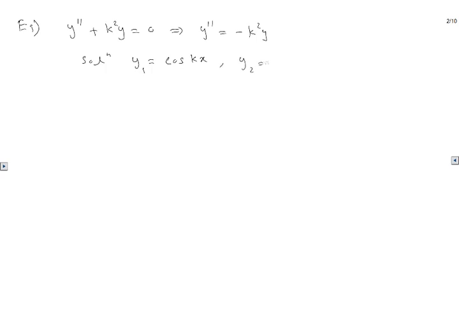We know that y double prime plus k squared y equals 0. We all know the solution of this one, because we can write it as y double prime equals minus k squared y. This is the simple harmonic motion. So the solutions are y1, which is cosine kx, if you consider x as the independent variable, and y2, which is sine kx. So we know 2 solutions.